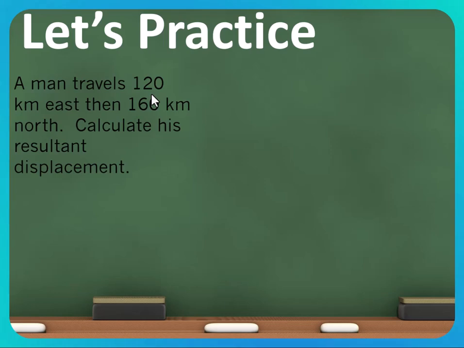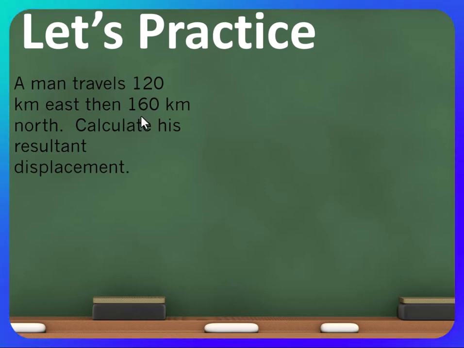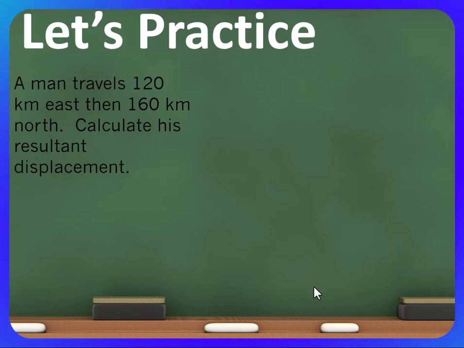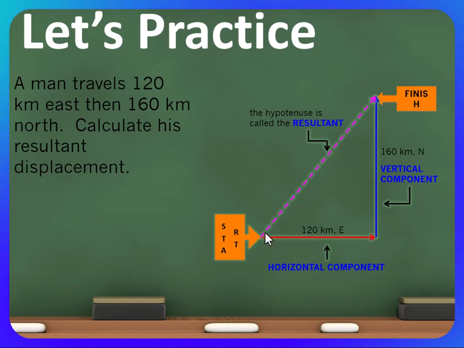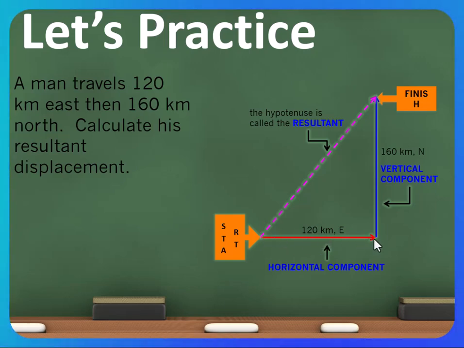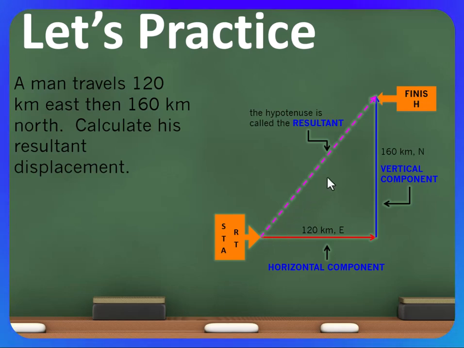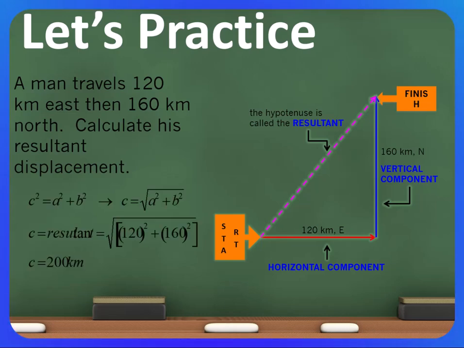We have a man traveling 120 kilometers east, then 160 kilometers north. We want to calculate his displacement. So let's draw that. We're going to start here at the bottom. That red line is our horizontal component. So we're going 120 kilometers east and then 160 kilometers north. And we're going to finish up at the top. Our resultant is going to be that hypotenuse of that triangle that we've drawn. So we would simply use the Pythagorean theorem. Okay, so c squared equals a squared plus b squared. Take the square root of both sides. Plug in your values, and we get our resultant equaling 200 kilometers.